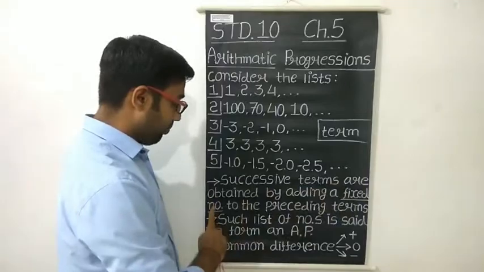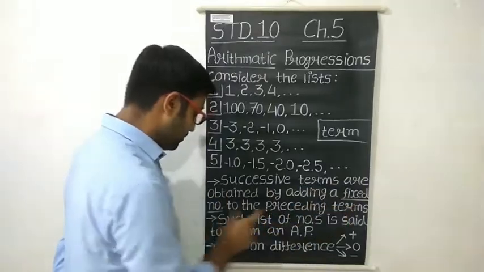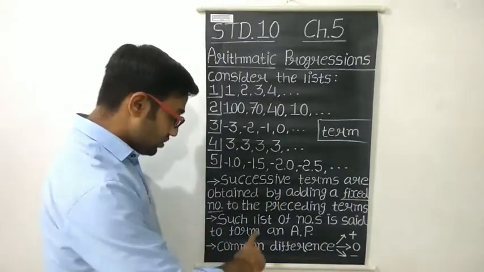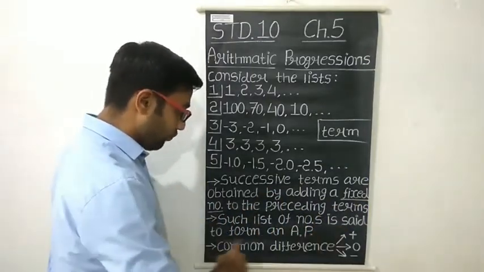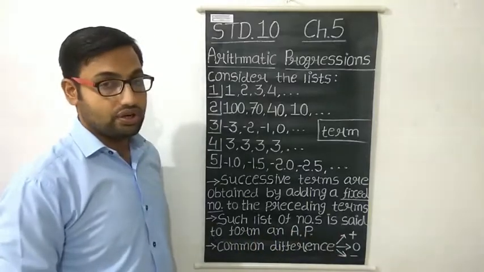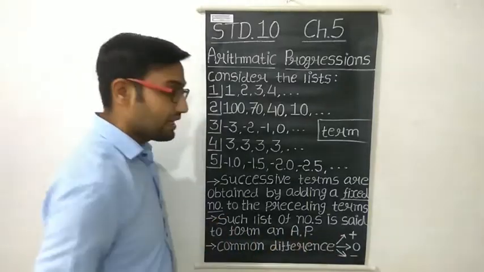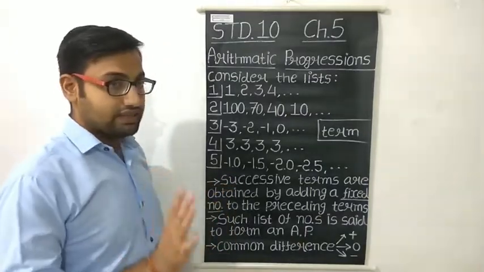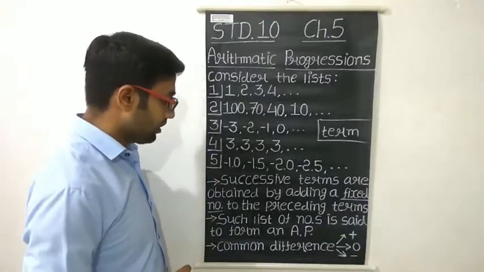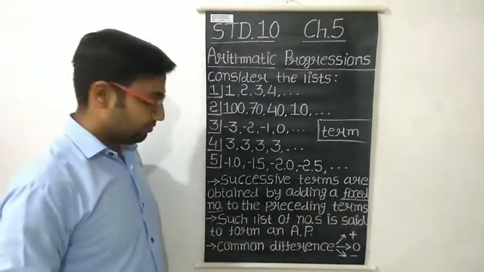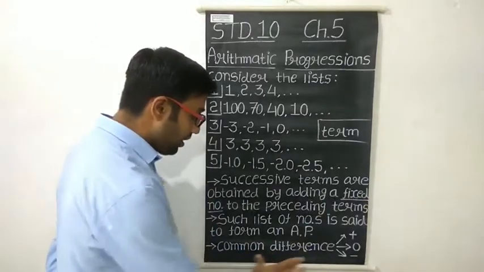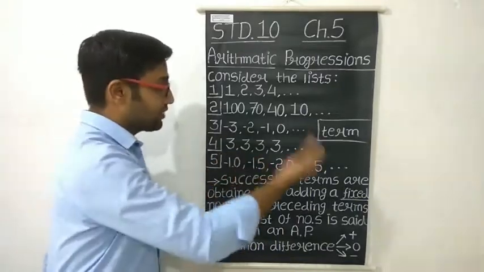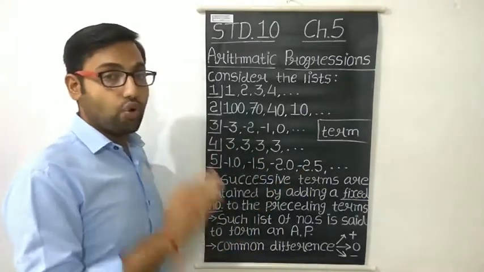Successive terms are obtained by adding a fixed number to the preceding terms. Such a list of numbers is said to form an arithmetic progression, and in short form, we can write it as an AP. So now the definition of AP is clear in your mind. One more thing, the fixed number is called the common difference. The fixed number that we have to add to get the next number is called the common difference.